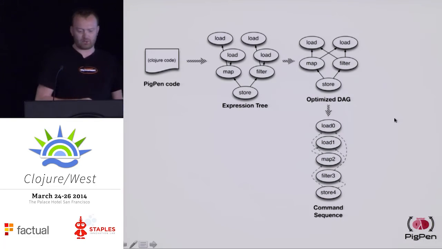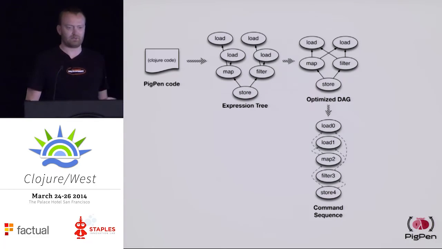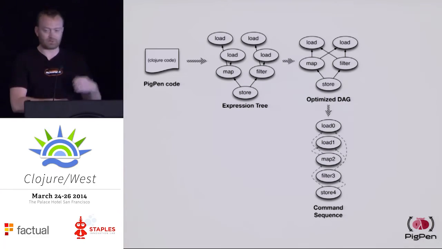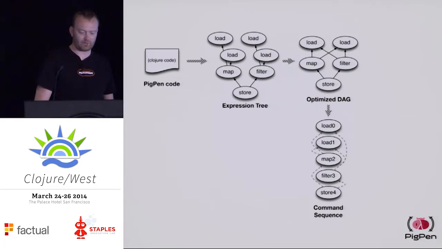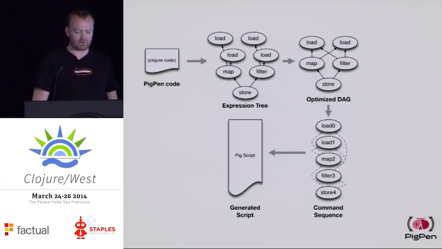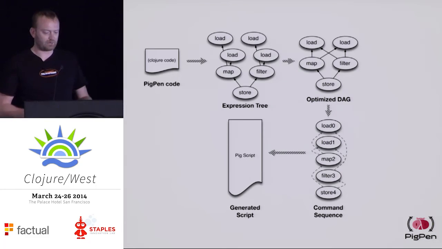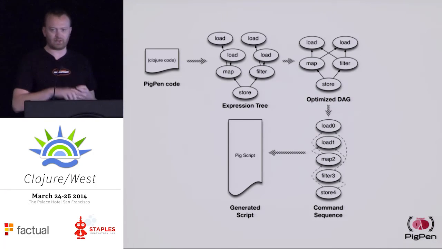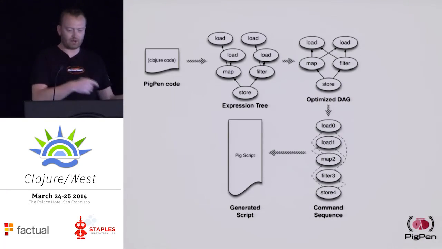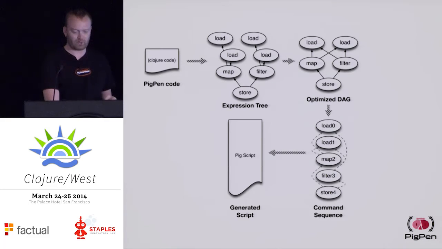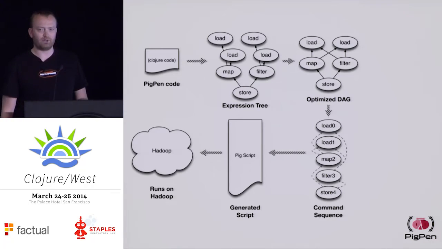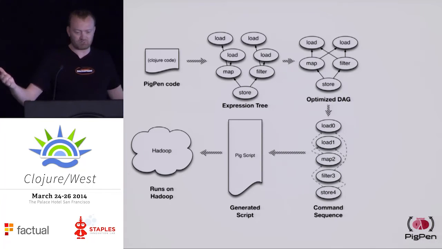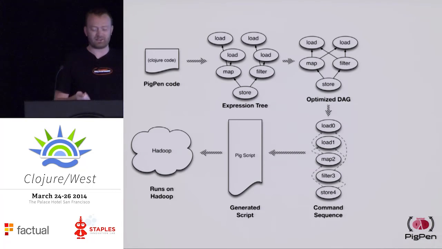From there, I can sequentialize these. Say I know I want the order to be, we need to load the data before we store it. I need to actually perform my operations before I do anything with it. From there, it's a pretty one-to-one correspondence. Pig has map, Pig has filter, Pig has group by. So you can generate all of these commands as scripts, and then take your script and run it on Hadoop. Pretty easy to do. But we're not done there.